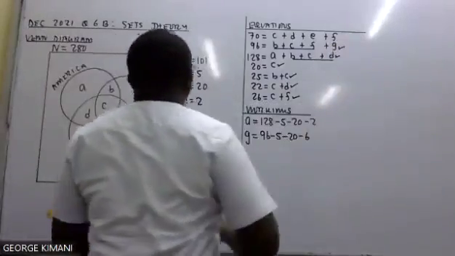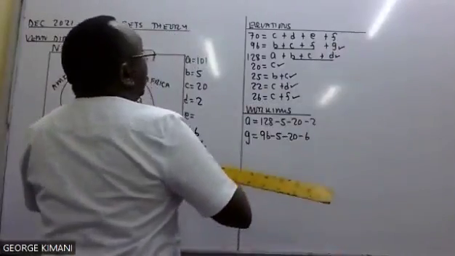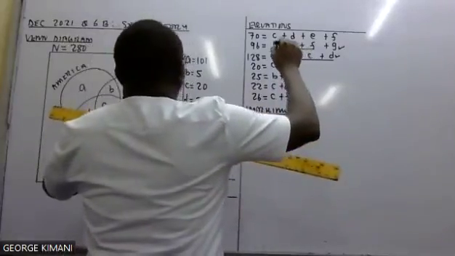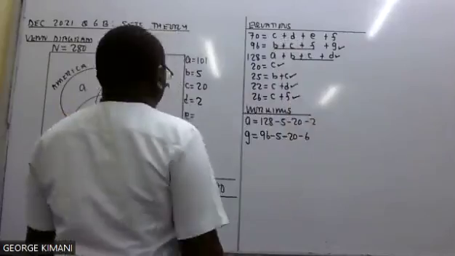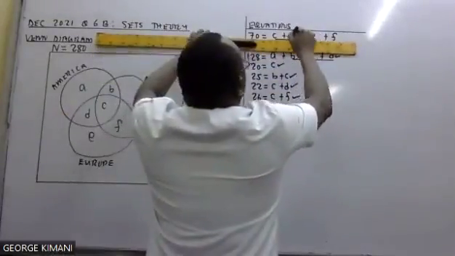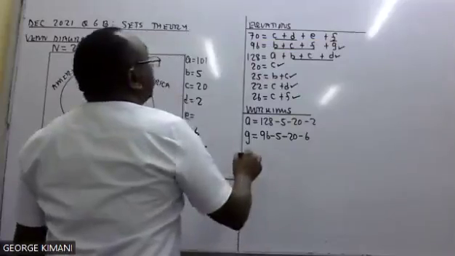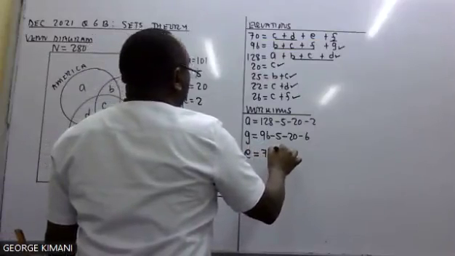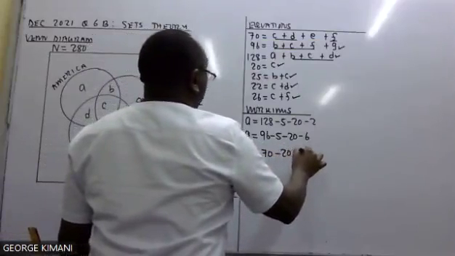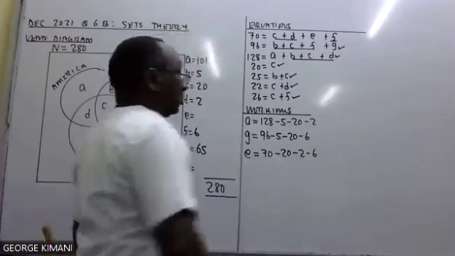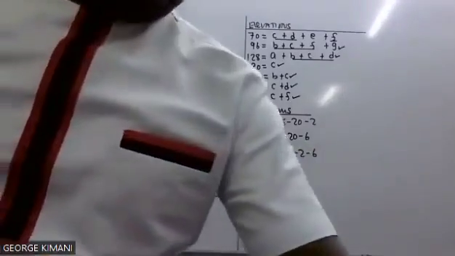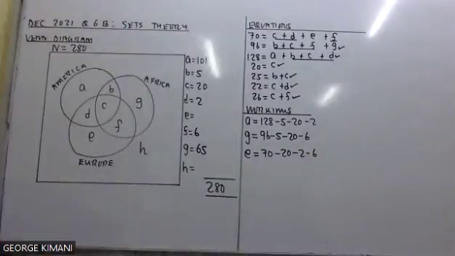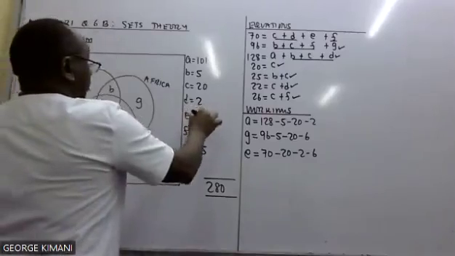When we get there, we know C, D and we also know F. So that will help us get E as 70 minus C, which is 20, D is 2, and F is 6. That gives 42, so E is 42.